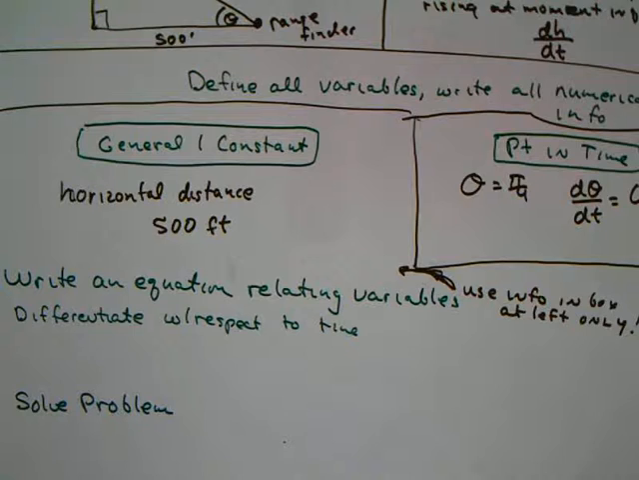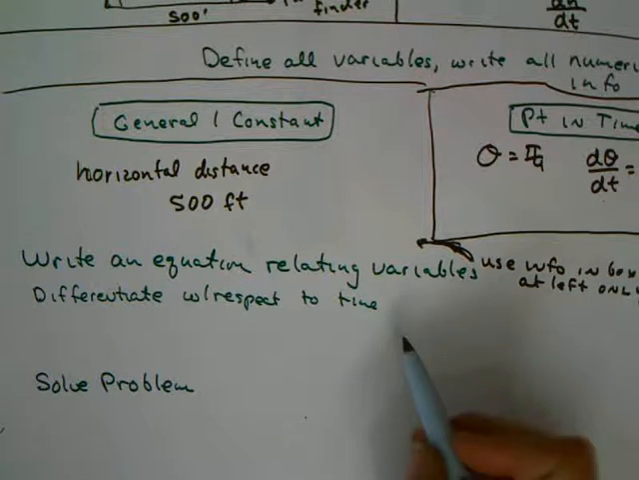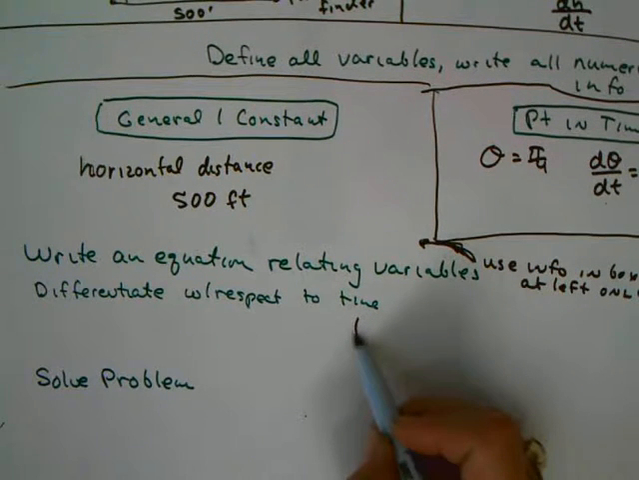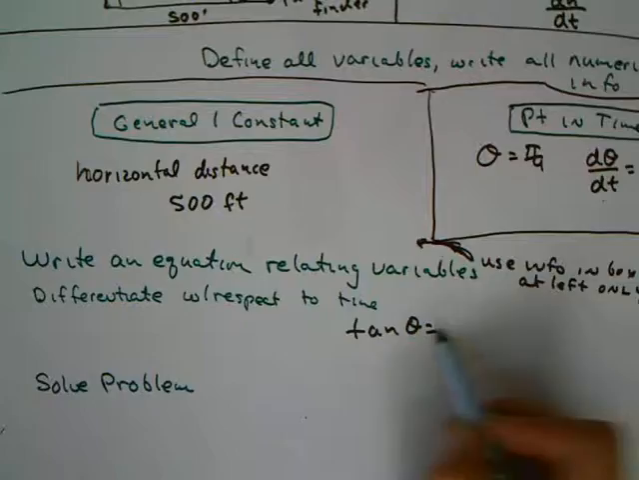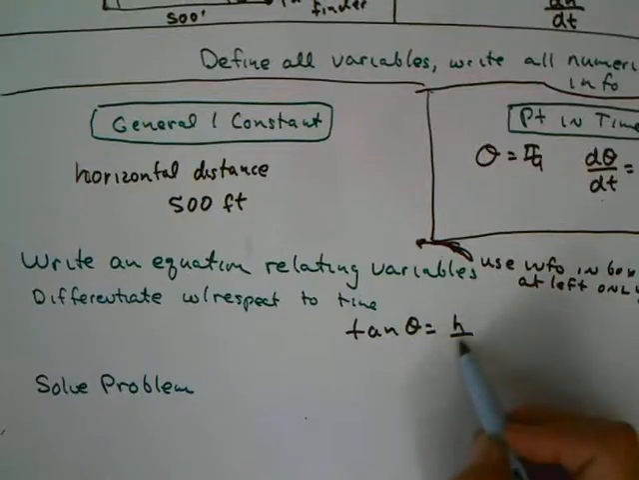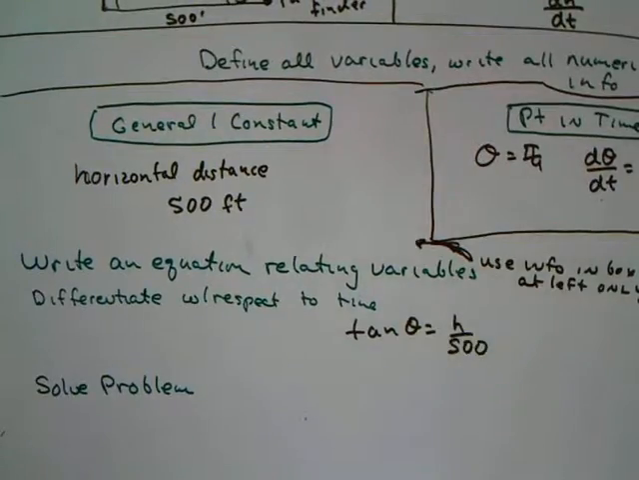And now I just take the derivative of that. And I take the derivative of both sides. So it's just like implicit differentiation, but we're always doing it with respect to time. So the derivative of the tangent is the secant squared of theta, and it's going to be times the change in theta over the change in time.